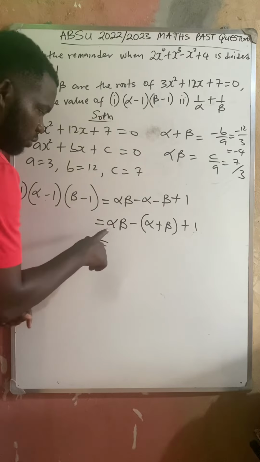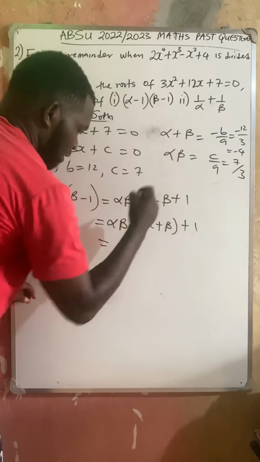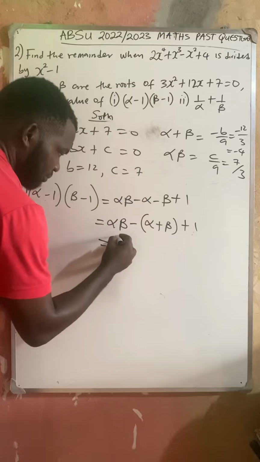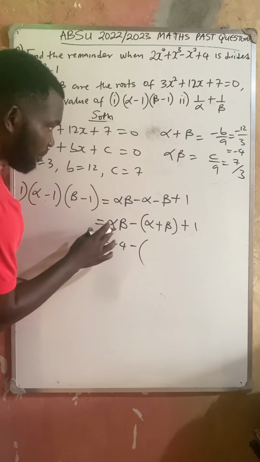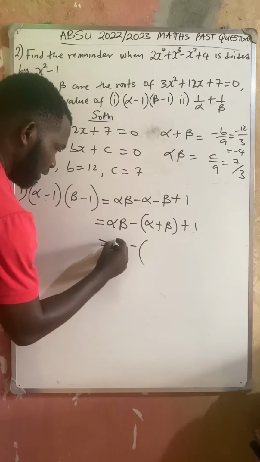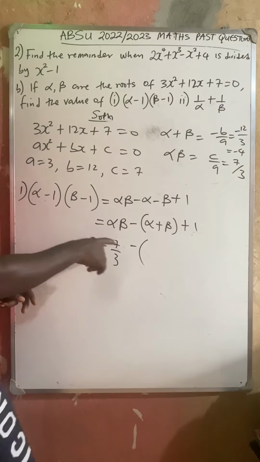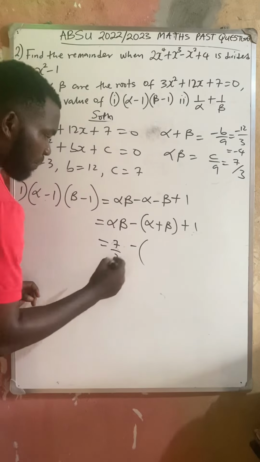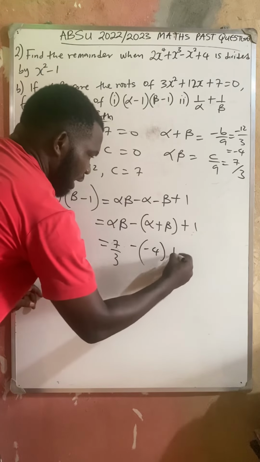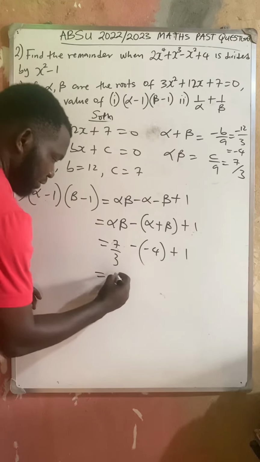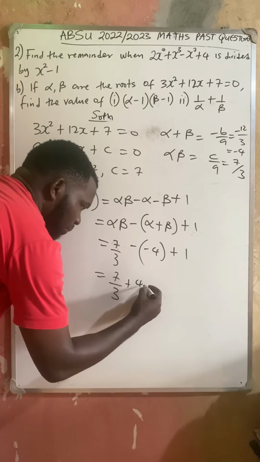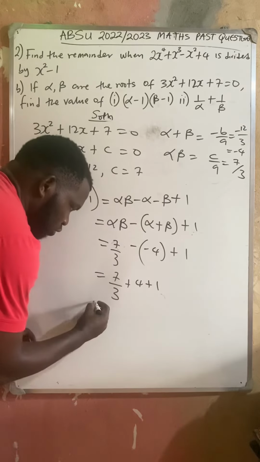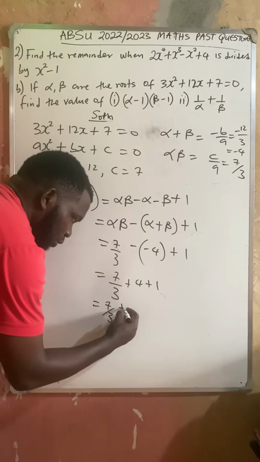Okay, so let us substitute. Alpha beta gave us minus 4, minus alpha plus beta gave us what? Sorry, alpha beta gave us 7 over 3. Okay, minus alpha plus beta gave us minus 4, then plus 1. So we now have that this is 7 over 3 plus 4 plus 1. Okay, which will give you 7 over 3 plus 5.